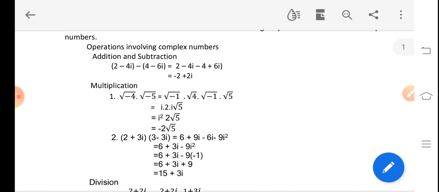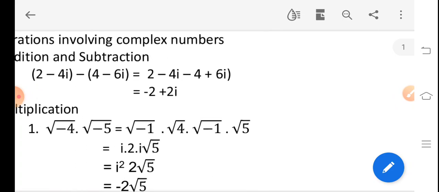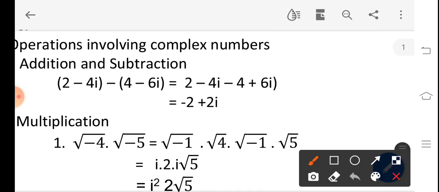Addition and subtraction of complex numbers. If we have the quantity 2 minus 4i minus the quantity 4 minus 6i, first we have to distribute the negative here. So just copy these terms: 2 minus 4i, then negative times 4 is negative 4. Negative times negative is positive, so we have positive 6i.